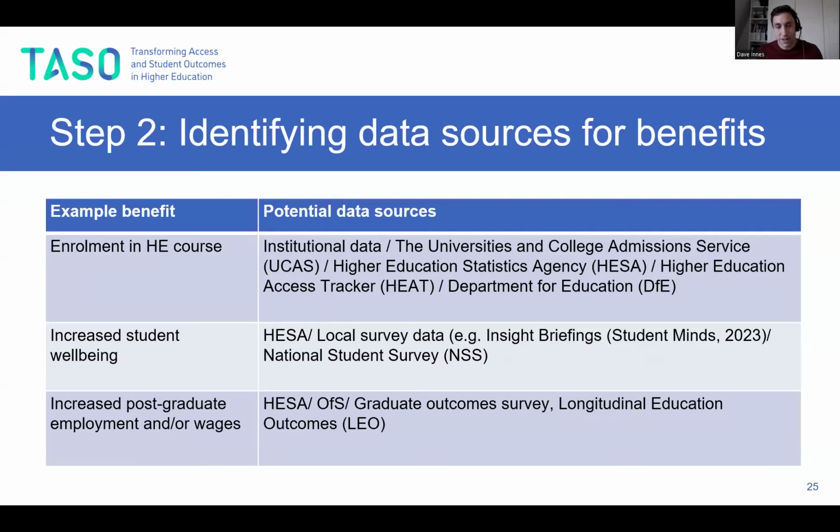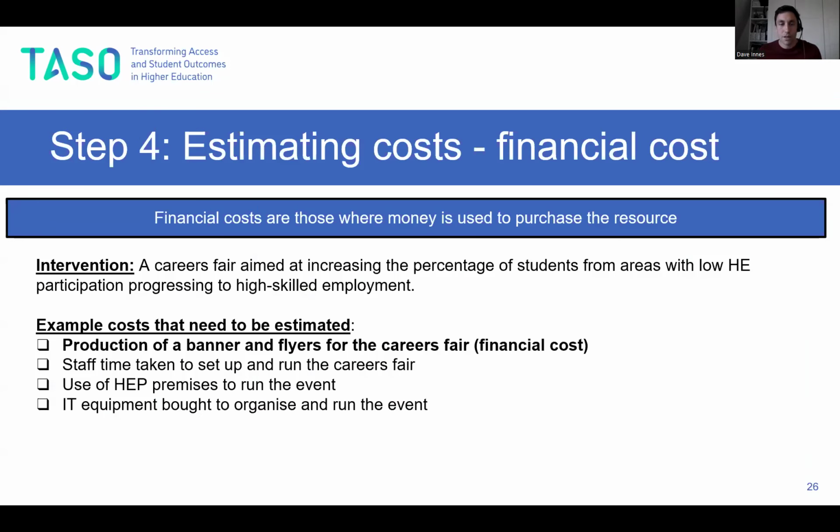This is just to give a flavour, but I think the key point is we need to work out what the benefit is, and then really narrow down and focus on how we could get data to measure that benefit. Okay, so moving on to the next step. Once we've defined our costs and benefits, and identified data sources to measure them, the next stage is estimating what the costs are.